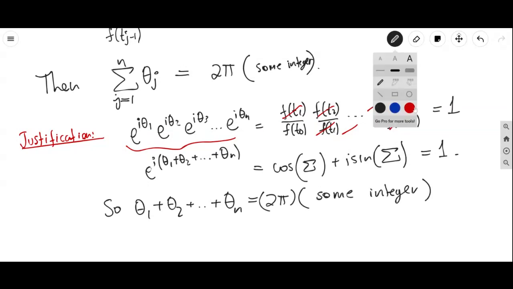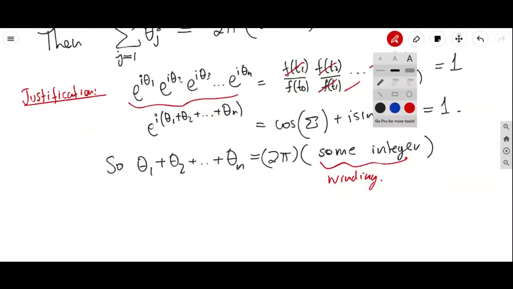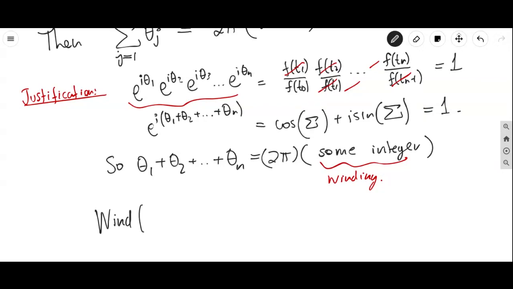It has to be equal to 2 pi times some integer. And whatever integer this is, we call the winding number. So the winding number is whatever integer that is. If you want to say what the winding number of f is, it is equal to 1 over 2 pi times the sum of all of these angles that you get when you introduce the partition. So that's the definition of the winding number.